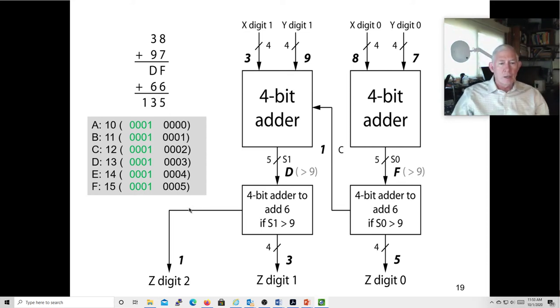Okay, so this is what this looks like. And notice, we have this marked off. There are four lines coming out here, four lines coming out here, five lines coming out here, because you have the four bits plus the carry out. And then we do an additional add here if our output, if the SO is greater than 9, okay? So hopefully that makes some sense.